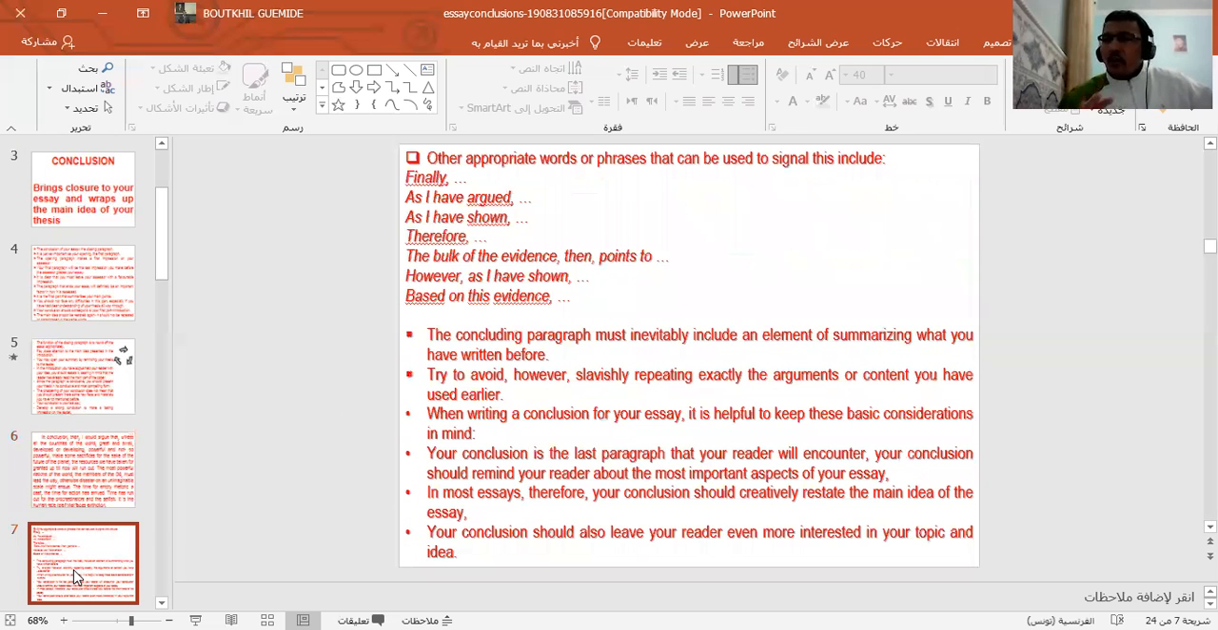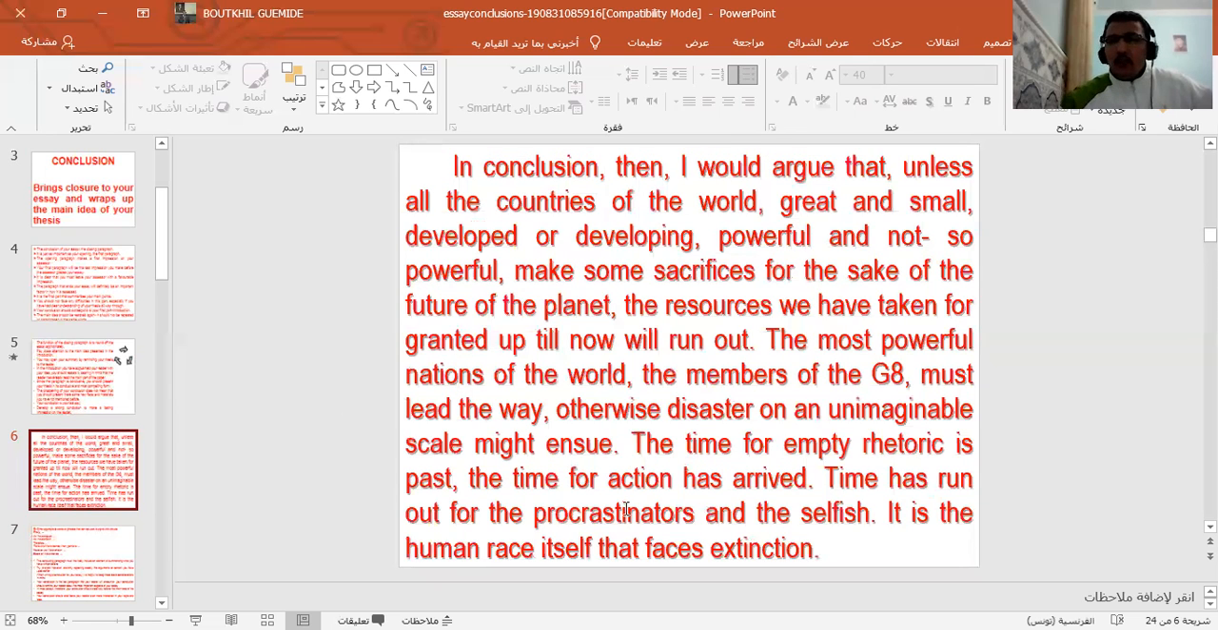A very strong concluding paragraph, as we see here, in which all the items were respected. Restatement of the thesis, the main idea of the essay, then a summary of the main ideas discussed in the body paragraphs, and then the last sentence in the concluding paragraph, which has the role of leaving a strong impression on the reader's mind.